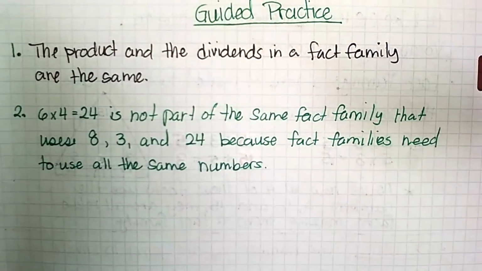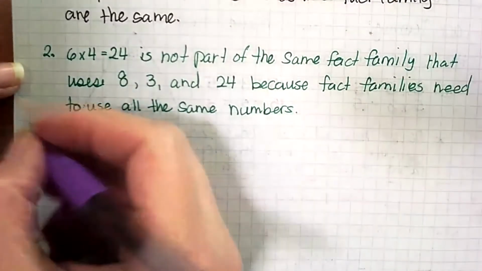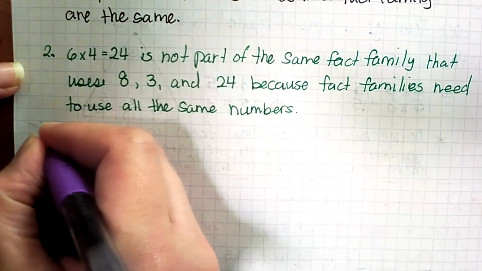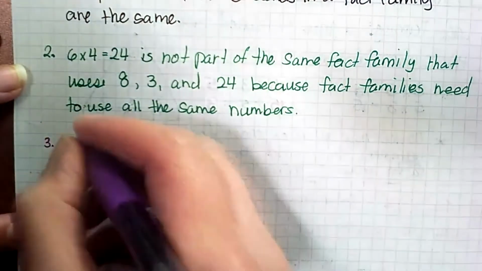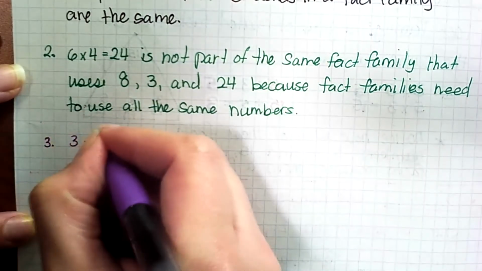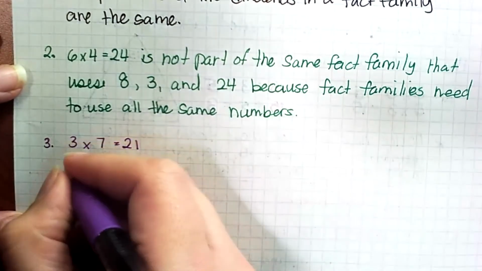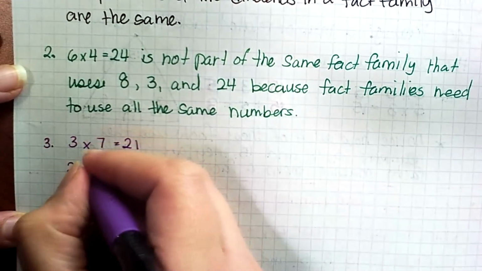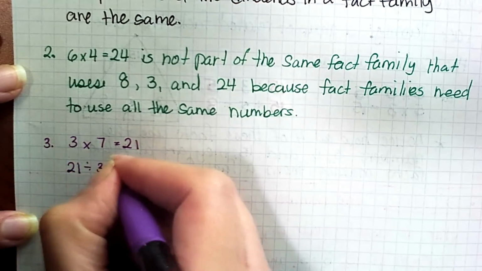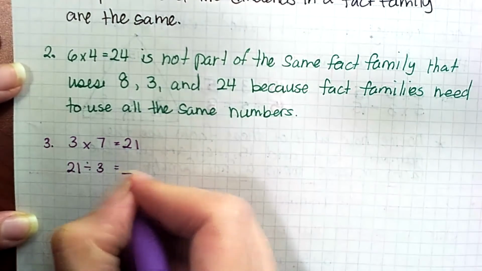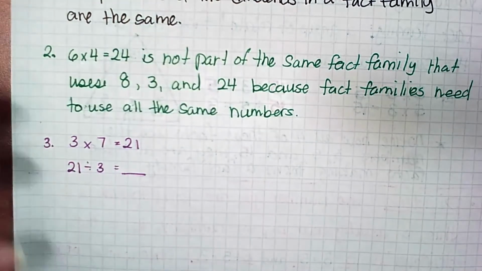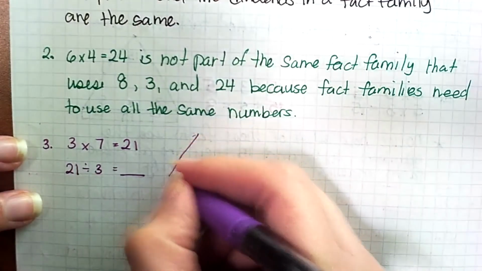Now it says in numbers 3 to 5, use the relationship between multiplication and division to complete the equation. So let's take a look at what we have for number 3. Number 3 says 3 times 7 is equal to 21. 21 divided by 3 is equal to a number. So this is a fact family over here. So you can draw it out if you like.